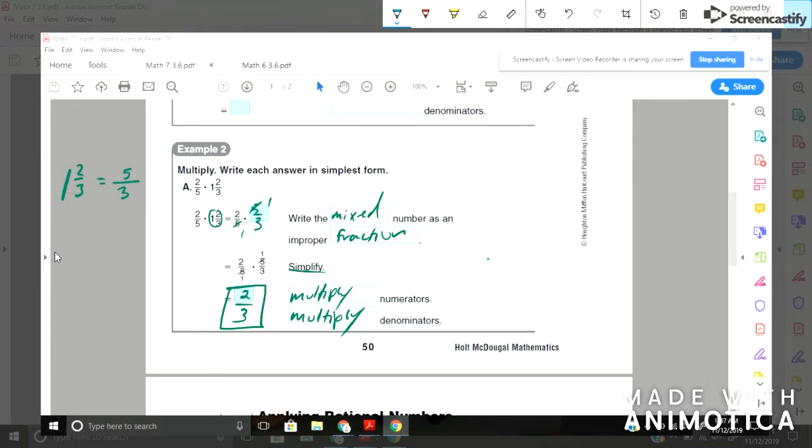So say we just had 2/5 times 5/3, or what we had after we made our mixed number into an improper fraction. 2 times 5 would give me 10. 5 times 3 would be 15. So we have 10/15. Each of these numbers has 5 as a common factor. So 10 divided by 5 would give us 2, and 15 divided by 5 would give us 3. So that simplifies down to 2/3, the same thing we got when we simplified first. I think it's a little bit quicker to simplify first. That's why I like to do it that way.